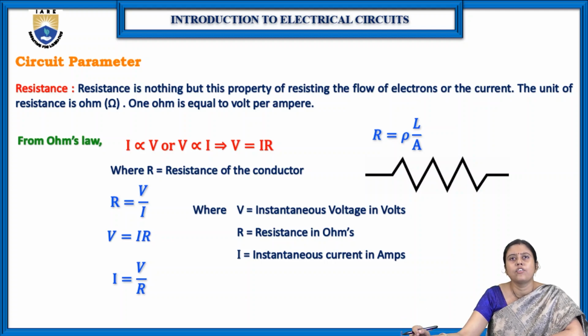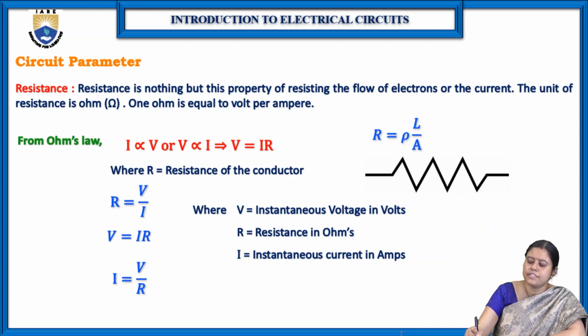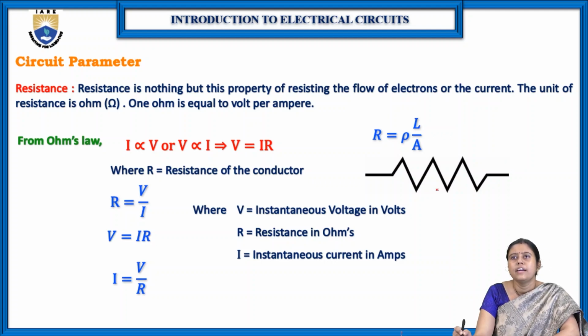On the other side, what is the passive circuit parameter? Passive circuit parameter means which can dissipate or store the energy. So these are the circuit parameters. The first one is very common, which is known as the resistance, and we write the resistance by this sign. This sign tells about the resistance.